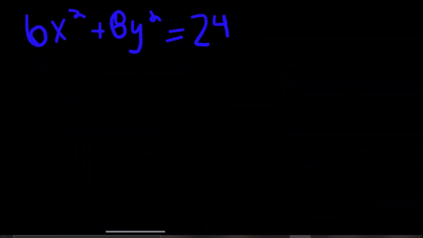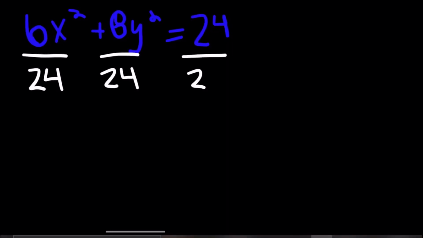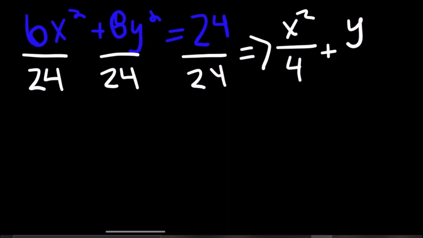Let us move on to an example that is not in general form. Here in this next equation, we have 6x squared plus 8y squared equals 24. We need to divide everything by 24 in order to get the equation that allows the graph to be created. This will give us x squared over 4 plus y squared over 3, which equals 1.